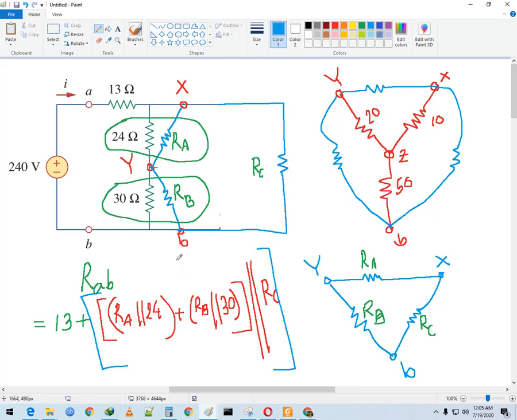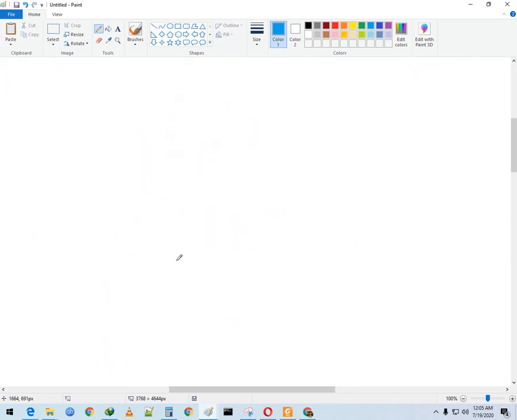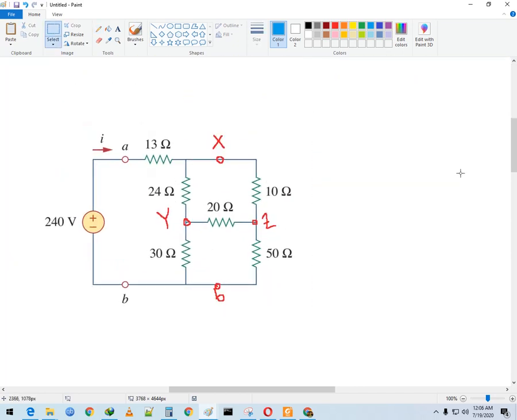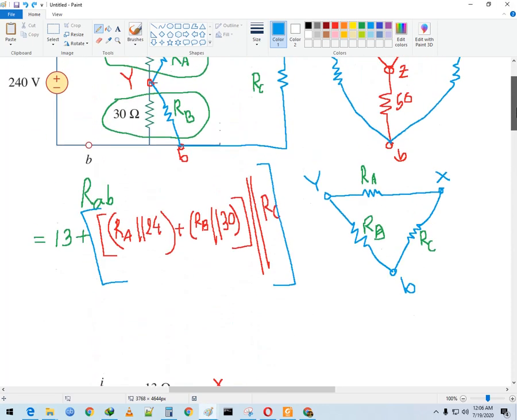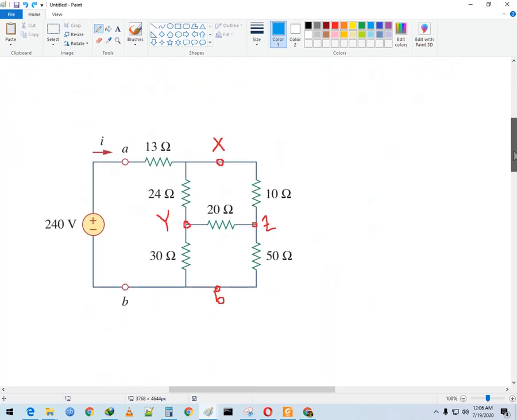So this is another way to solve this problem. There are many other ways to solve this. For example, if you want to consider the upward delta over here, so this is 24, 20 and 10, there is a delta, or there is another Y over here. So there are many other ways you can solve this problem. Now we'll learn the theory. I hope things are clear and we have understood the necessity of Y to delta transformation.